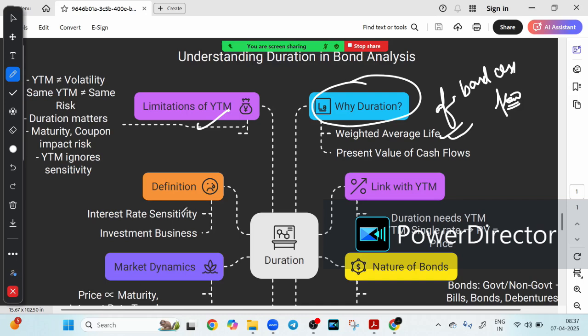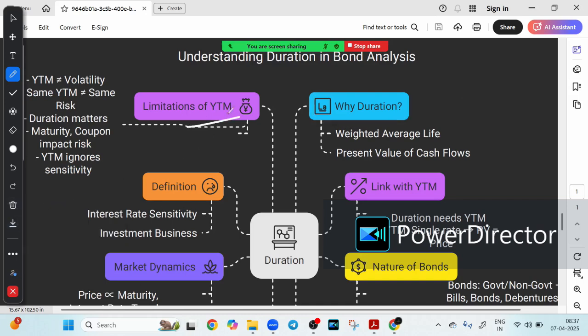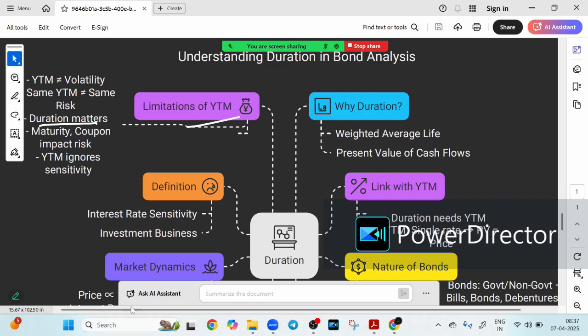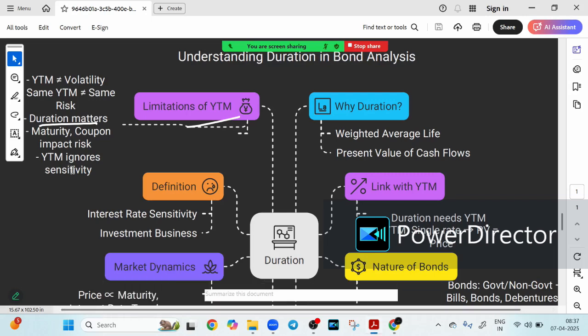But if you talk about the limitation of YTM, that is yield to maturity, a common mistake is thinking that YTM is equal to risk. No, YTM does not capture bond maturity impact. YTM is not the risk; duration matters. It does not capture the maturity, the coupon effect, or how sensitive the bond is to rate change. That is why YTM ignores the sensitivity, and that is why duration is used when it comes to risk analysis. YTM is not sufficient.